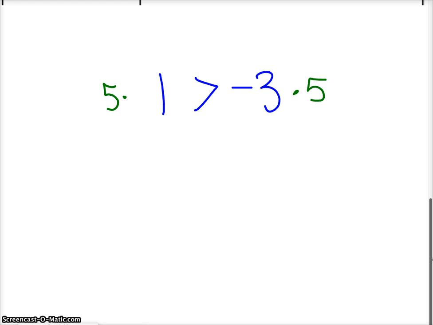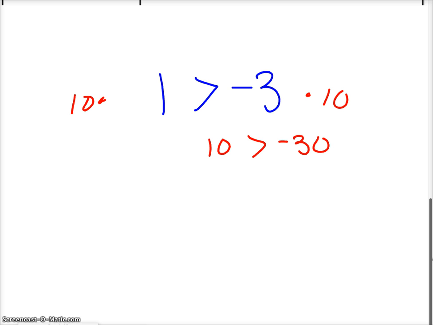What's 5 times 1? 5. Negative 3 times 5? Negative 15. Is this true? Yes. Okay, so that's a true statement. Now let's do another positive. Times 10. What's 10 times 1? 10. What's negative 3 times 10? Negative 30. Is 10 bigger than negative 30? Yes. Okay, so I can multiply by positive numbers, and it's totally fine.